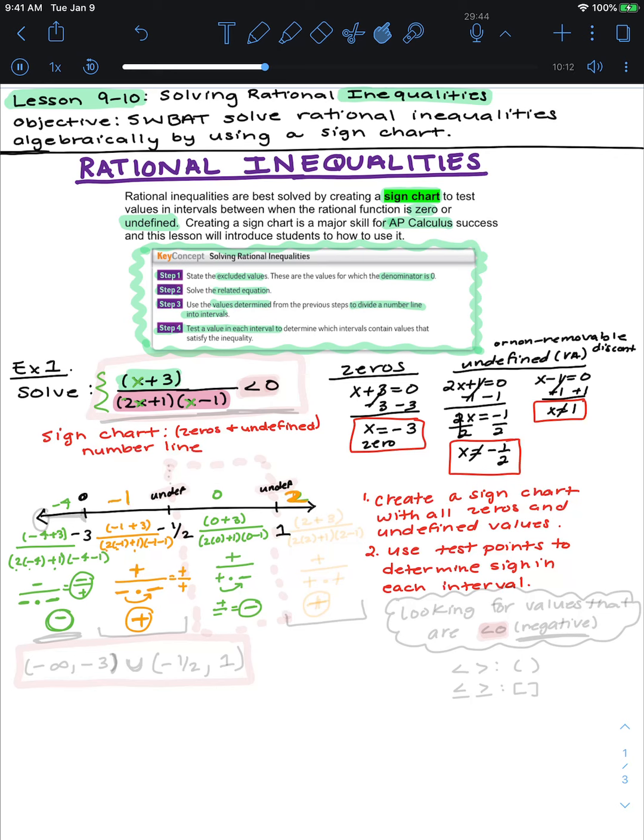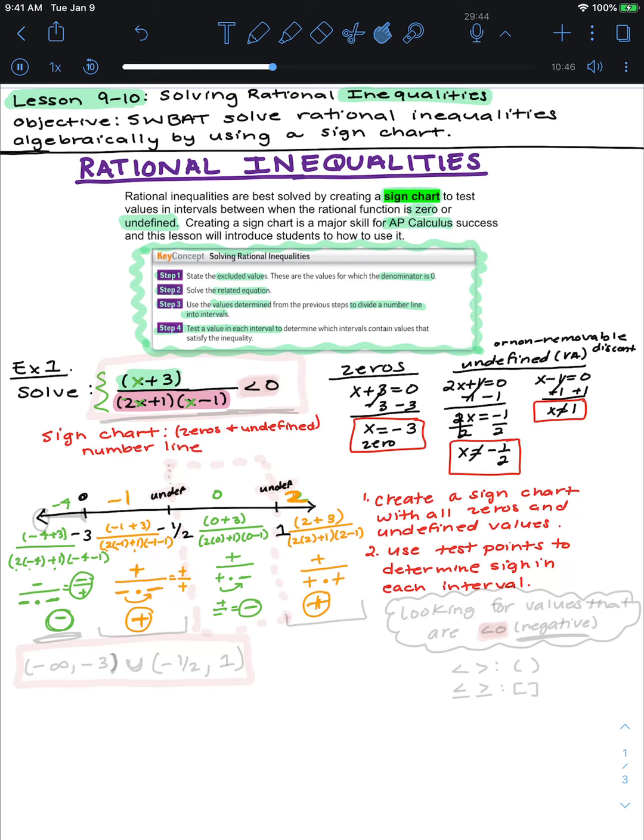So now I'm going to go ahead and get 2 plus 3 over 2 times 2 plus 1 times 2 minus 1. 2 plus 3 is 5. That's a positive 5. 2 times 2 is 4 plus 1 is 5. That's a positive 5. And then 2 minus 1 is a positive. So all of these signs are positives. So my final answer is just going to be positive. Okay, and so now we have to go back to the original problem, right?